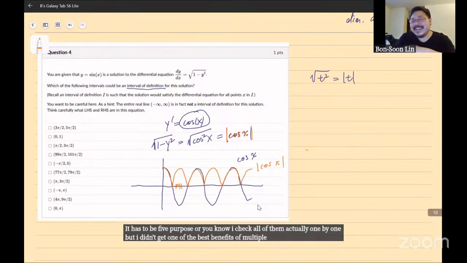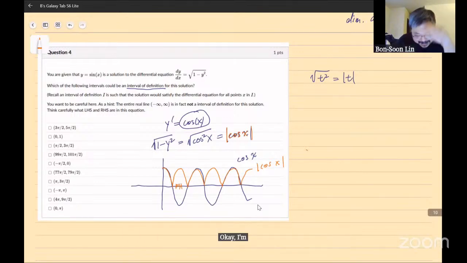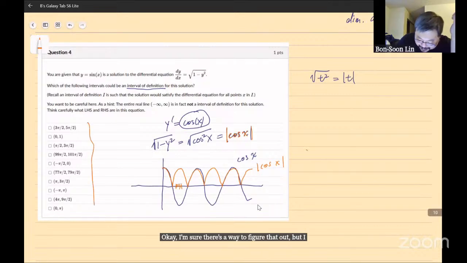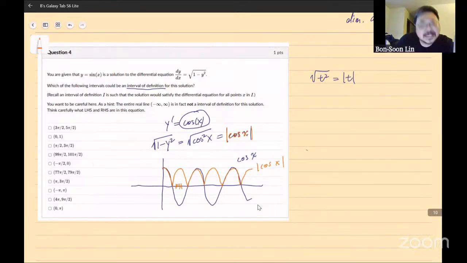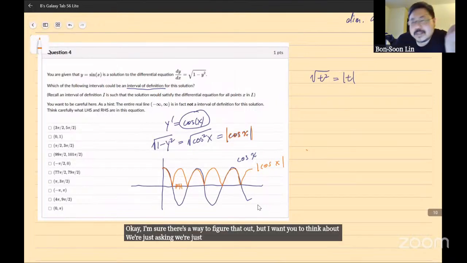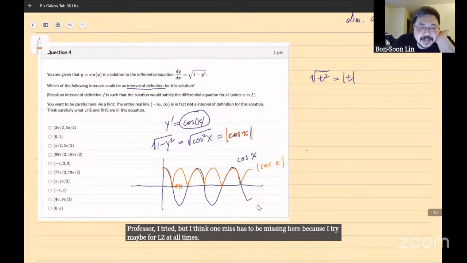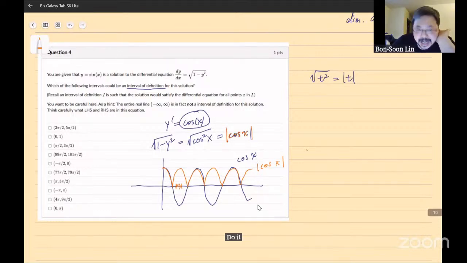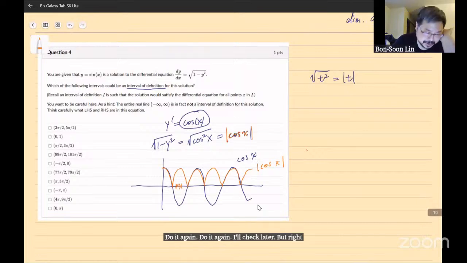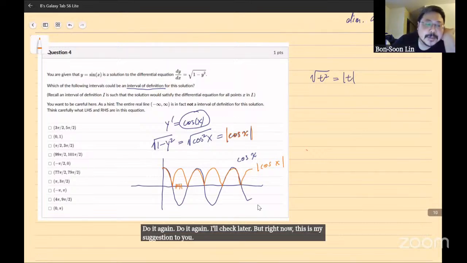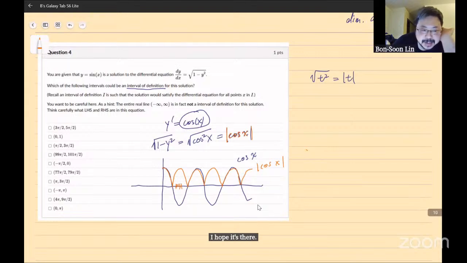Okay, I'm sure there's a way to figure that out, but I want you to think about this carefully and think about this graph, and we're just asking on what interval these two curves are equal. That's all. You can do it. Professor, I tried maybe 12 times, but I couldn't find the 5. Do it again. I'll check later on, but right now this is my suggestion to you. I'm sure it's there. Maybe I made a mistake, but I hope it's there.